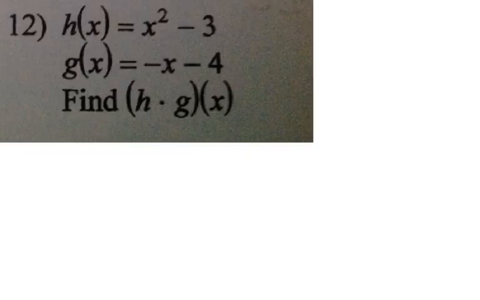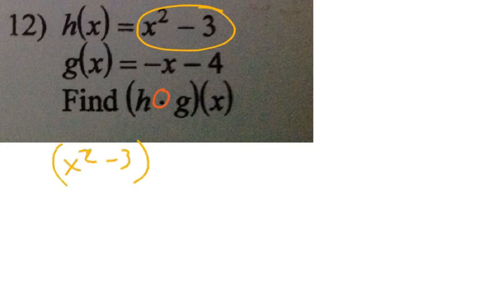Okay, and the final one we have to deal with, guys, is this one, which has that little dot, which we should know means multiply. And so we're literally going to multiply them together. I have here x squared minus 3. And I have right here negative x minus 4. And guys, I'm going to use the FOIL method, box method, or what I just call the distributive property.